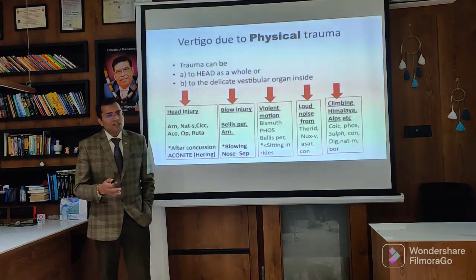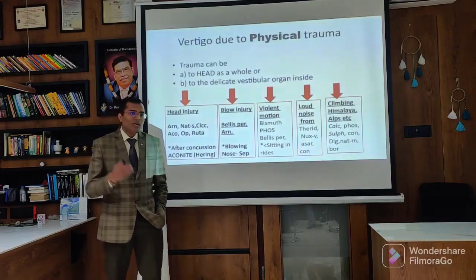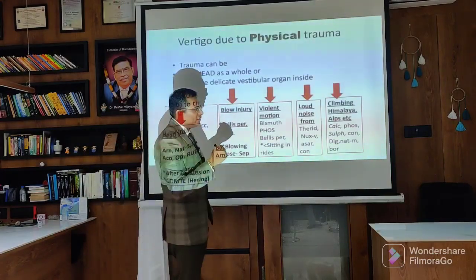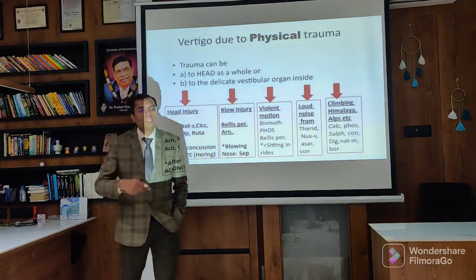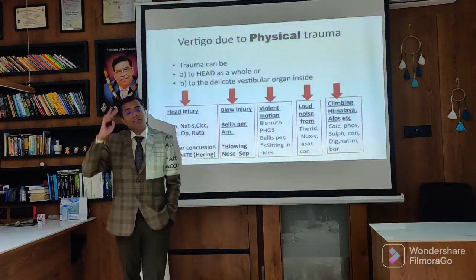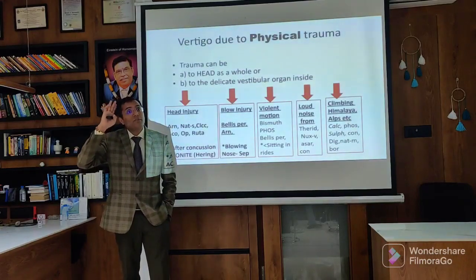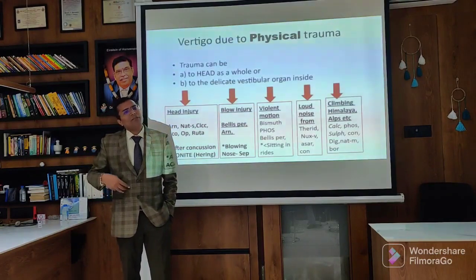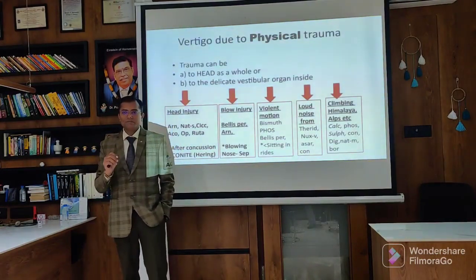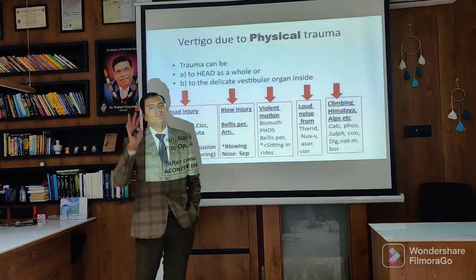He is a villager and he had a bull. The bull thrust him in the back, and due to that injury he had a pain, and that pain remained. This happened 5-6 years back, and ever since then he had this pain. On investigation everything was normal.